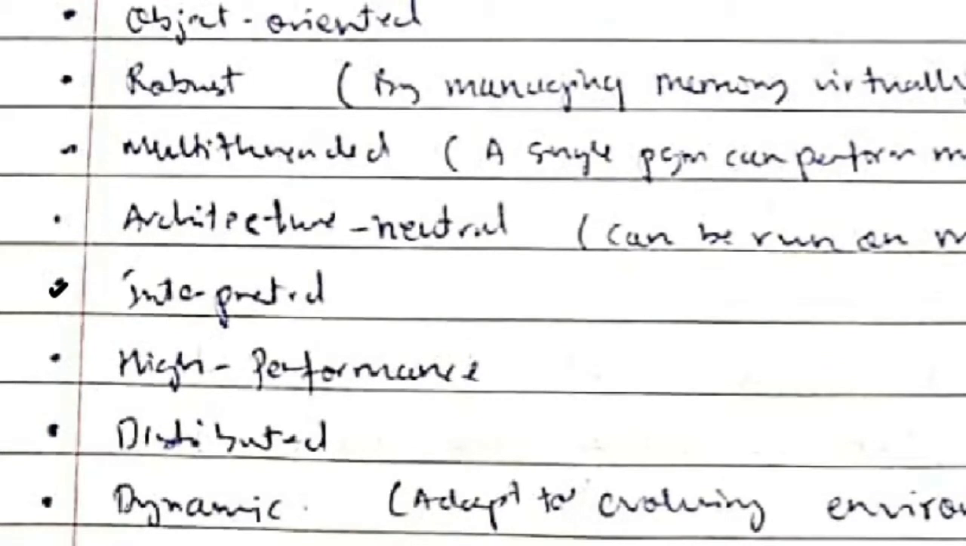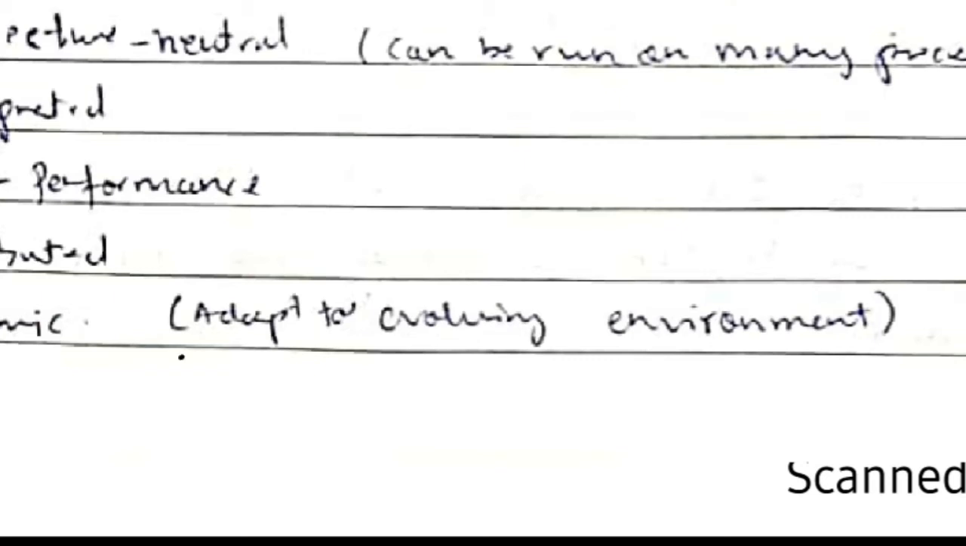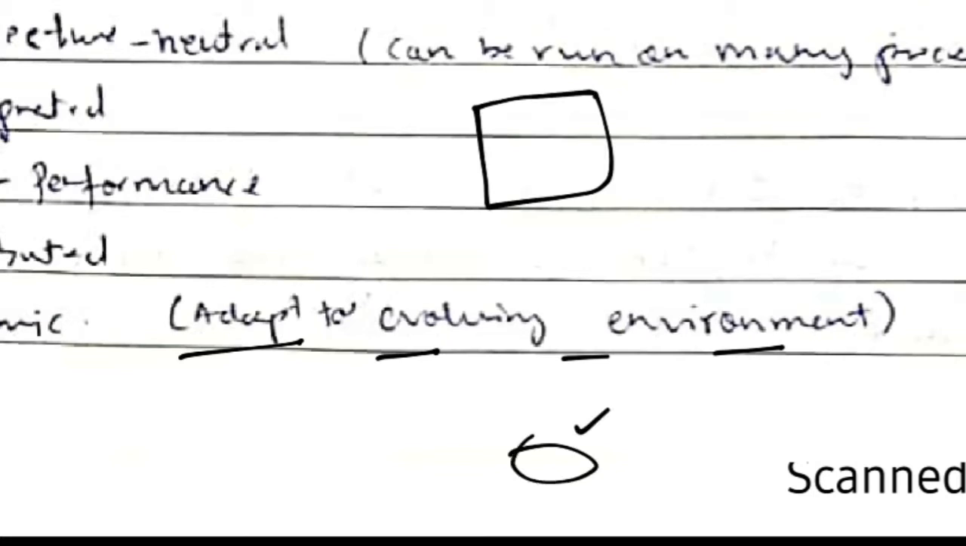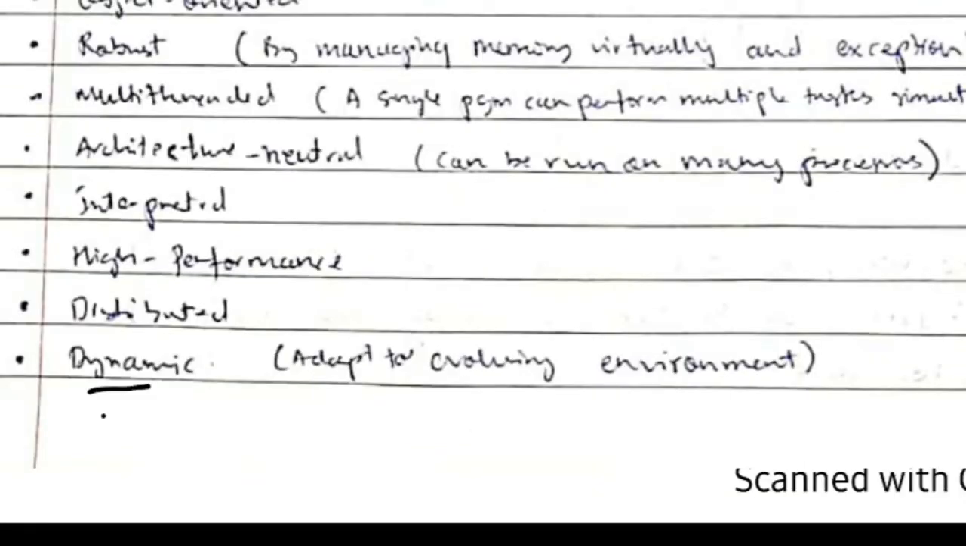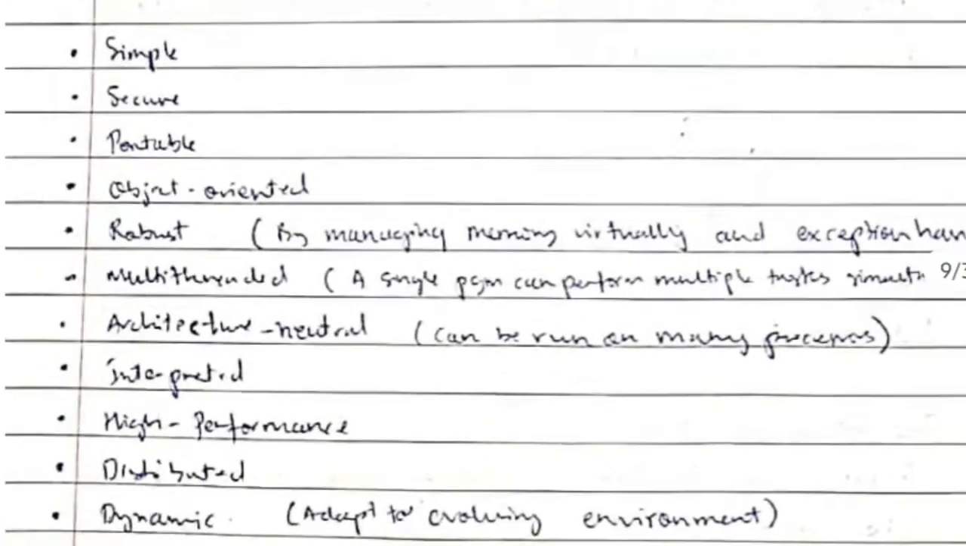And interpreted means it performs just-in-time compilation. High performance because it uses bytecode, which performs the execution very fast. And distributed means it can be used on any platform. And dynamic means it adapts to the evolving environment, because in Java we use packages, so whenever a user's need is changed, we can add a new feature in the package so that the users use the program more efficiently. Okay, so that's about the dynamic feature of Java. And these are the 11 buzzwords.